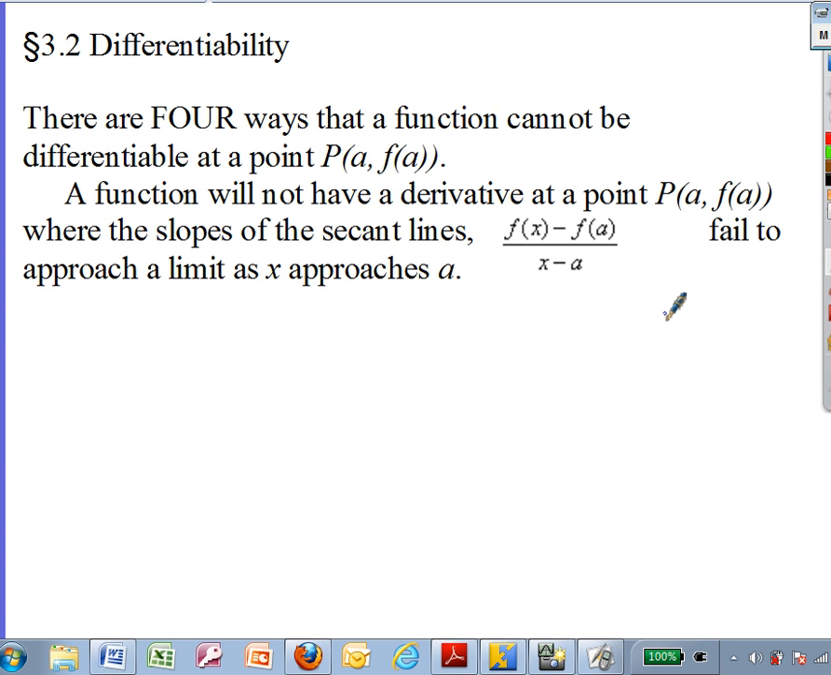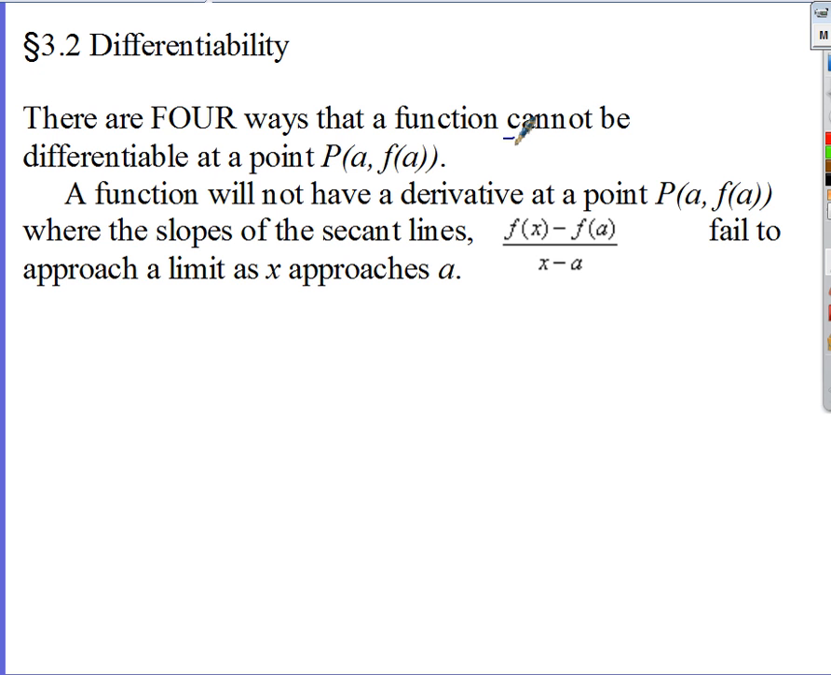Okay, so today's lesson is on section 3.2, differentiability. There are 4 ways that a function is not differentiable at a point, and these are very important to know. A function will not have a derivative at a point, f of a, where the slopes of the secant lines fail to approach a limit as x approaches a.